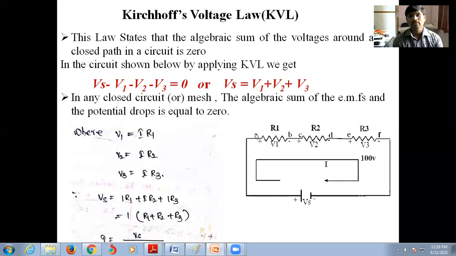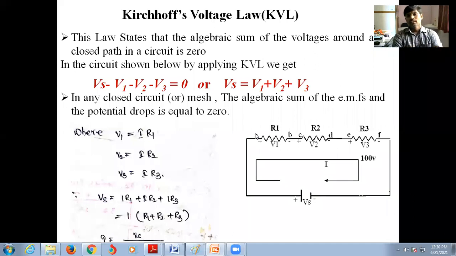In the last class, we had a detailed discussion on Kirchhoff's current law, and also we solved some problems on it. So in this lecture, I would like to discuss the second important law proposed by Kirchhoff, Kirchhoff's voltage law.